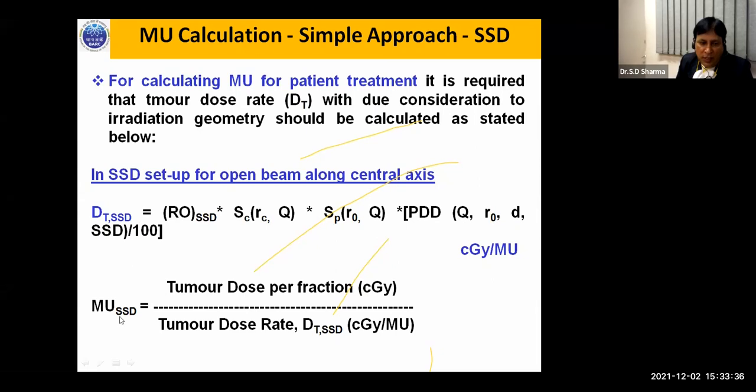So now for this case, monitor unit corresponding to the SSD setup will be equal to the tumor dose per fraction prescribed by the radiation oncologist, divided by the tumor dose rate we have calculated using this expression. So if you put these two parameters here, you will get the number of monitor units required for treating the patient.